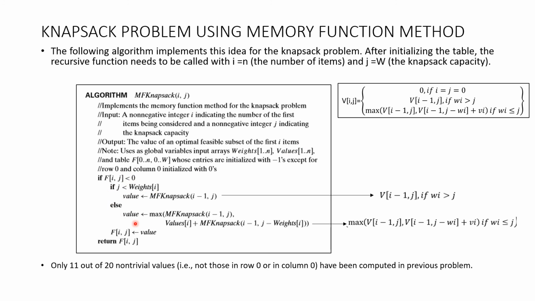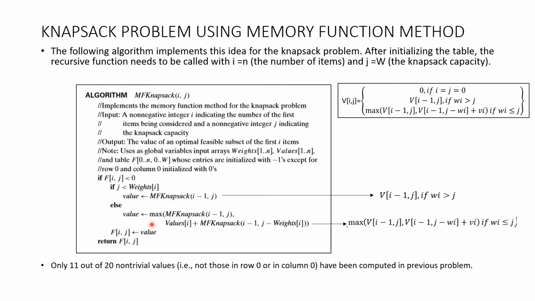So what we are doing here in the if-else statement is actually applying this equation. If j is less than weights[i], that means the second formula. Instead of writing weights[i] is greater than j, it is written j is less than weights[i]. Then we apply the second formula, that is value equals MFKnapsack, calling the same function recursively, with i minus 1 comma j. Please see here, this equation is similar to the second formula V[i minus 1, j], since j is less than weights[i], or weights[i] is greater than j. Else it will apply the third formula.